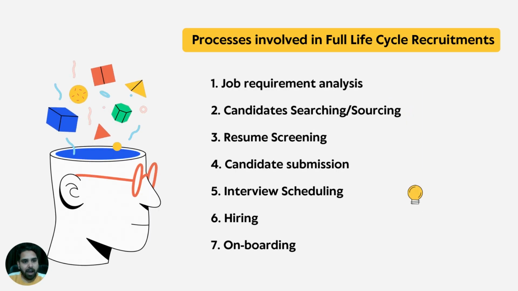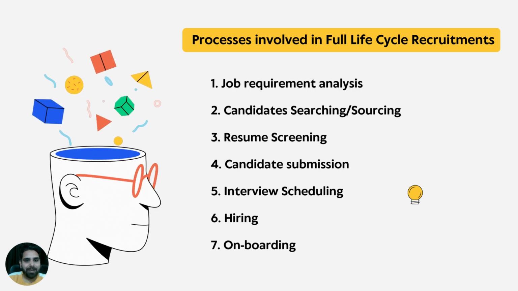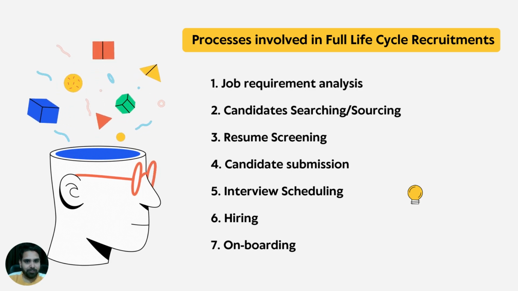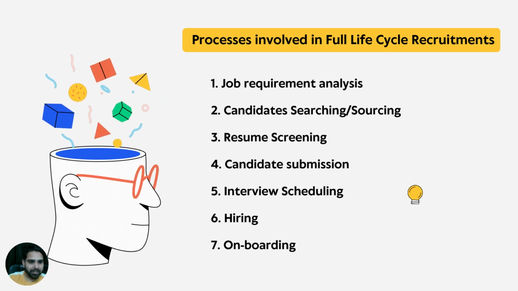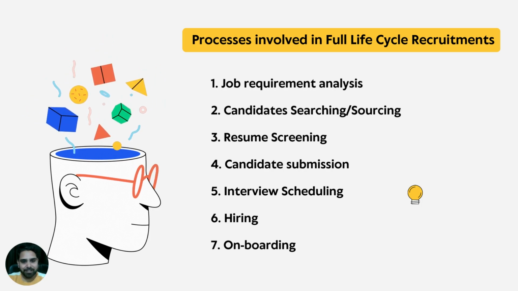Now we will understand how many processes are involved in full life cycle recruitment. The first process is job requirement analysis. In the very first topic, we will discuss how a recruiter analyzes the job. The second thing is, after job analysis, the recruiter will do candidate searching or sourcing. The third is resume screening. The fourth is candidate submission. The fifth is interview scheduling. The sixth one is hiring, and the seventh one is onboarding. So these total 7 steps are involved in full life cycle recruitment. Now I will describe each and every step in the next slides.